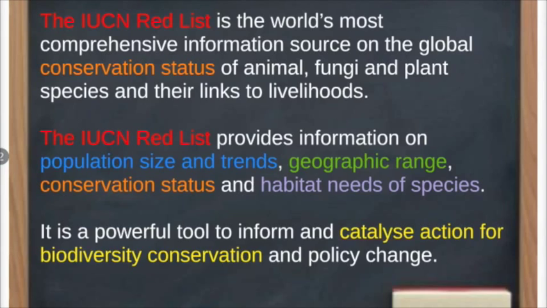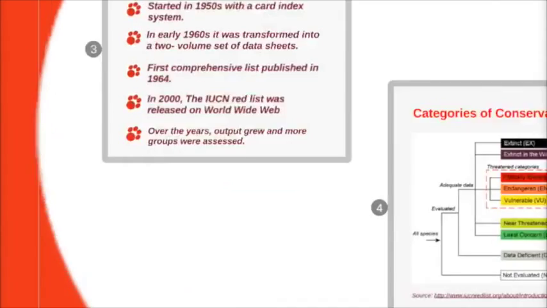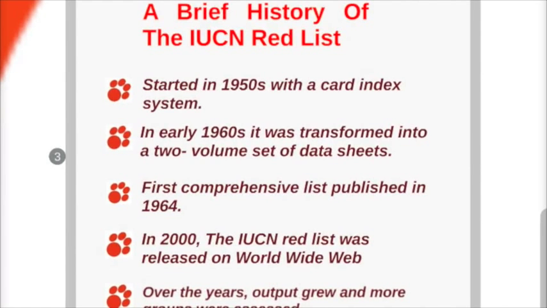To understand more about the list, let's look into the history. Here is a brief history of the IUCN Red List. The list was started in 1950 with a cut index system. And in the early 1960s, it was transformed into a two-volume set of data sheets. The first comprehensive list was published in 1964. In the 2000s, the IUCN Red List was released on the World Wide Web. And after that, of course, we can use our computer to search the species inside the list.